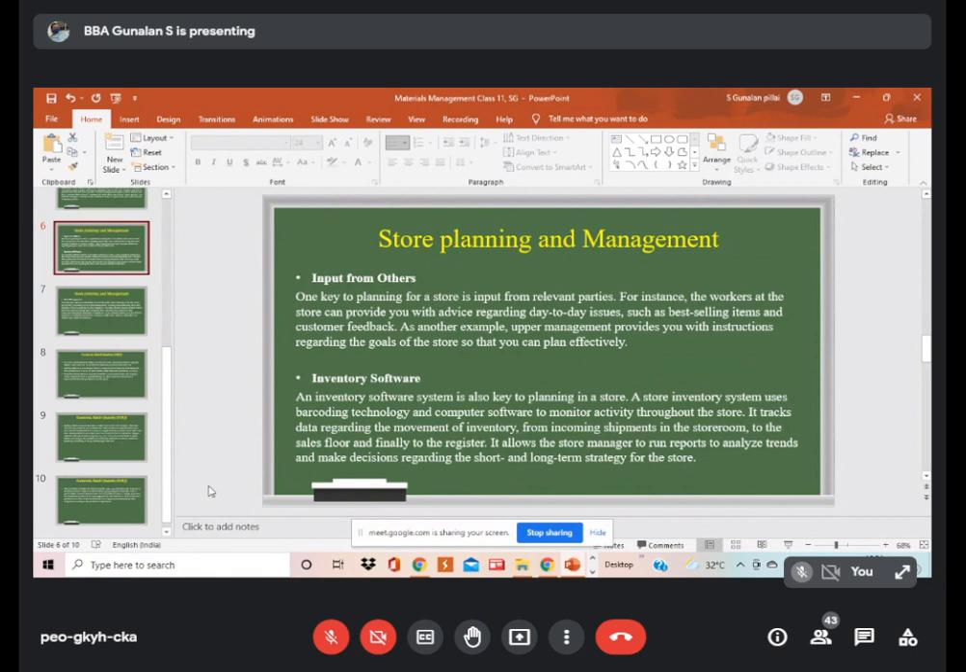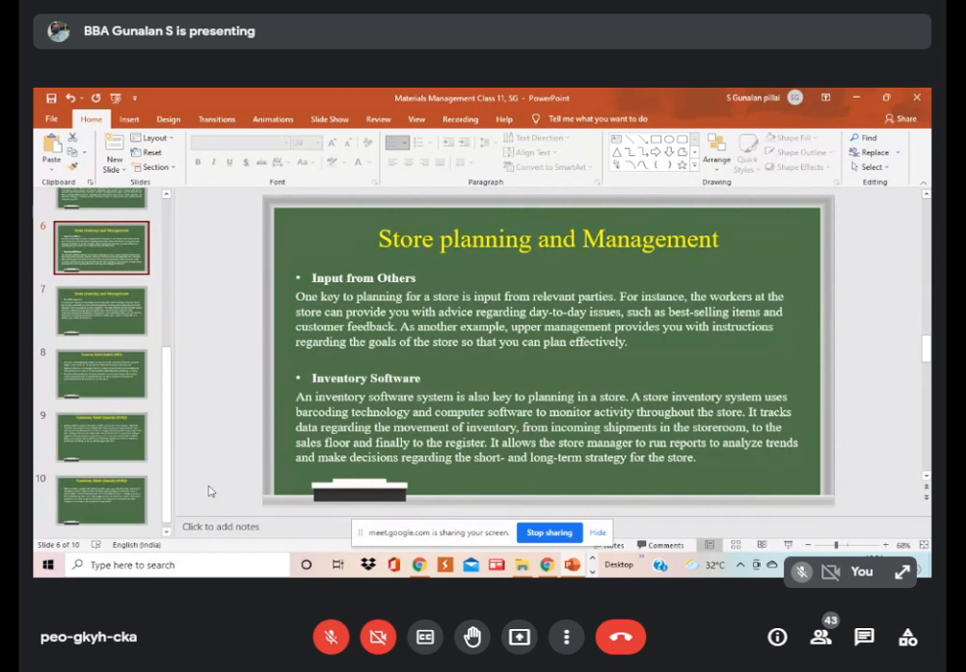Input from others. One key to planning for a store is input from relevant parties. For instance, the workers at the store can provide you with advice regarding day-to-day issues. What are the day-to-day problems associated with the store? You can identify them through the employees, such as best-selling items and customer feedback. As another example, upper management provides you with instruction regarding the goals of the store so that you can plan effectively. Knowing the store goals, you have to function effectively.